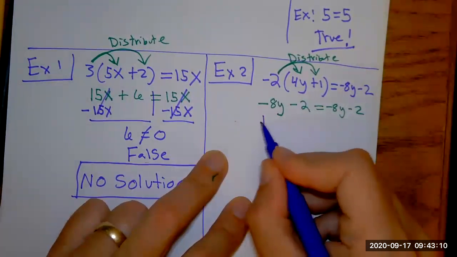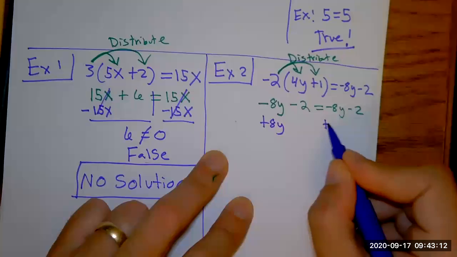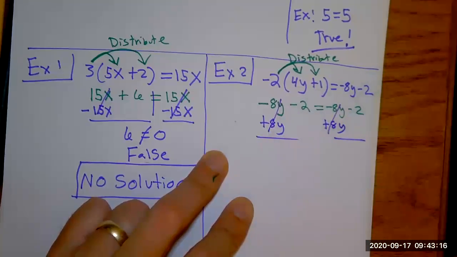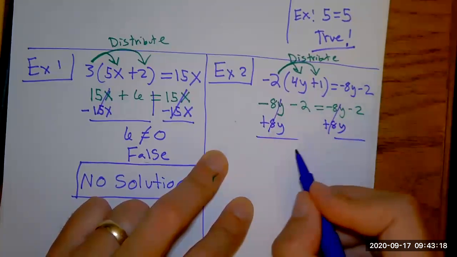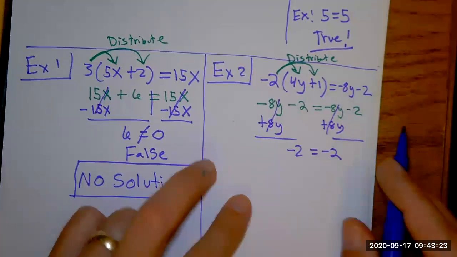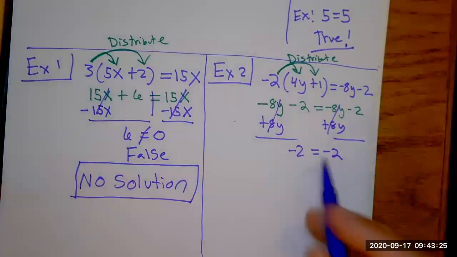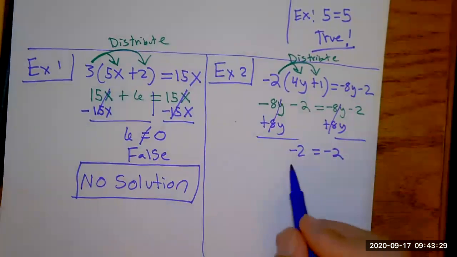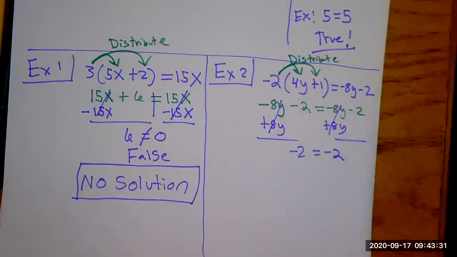So I'm gonna get all my y's to one side. And when I do that, I get -2 equals -2. So in the chat, can you tell me, is this a true statement or a false statement? Does -2 always equal -2? Is that true or is it false? You should be typing that into chat.